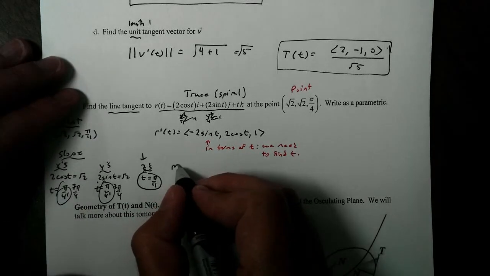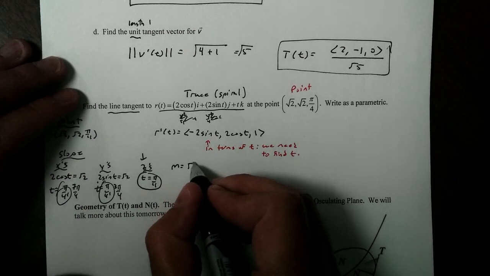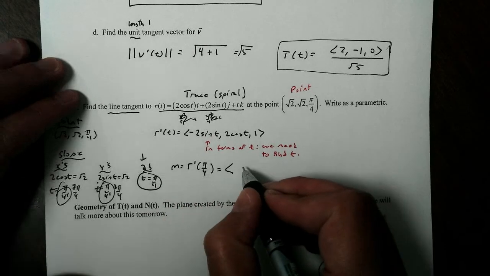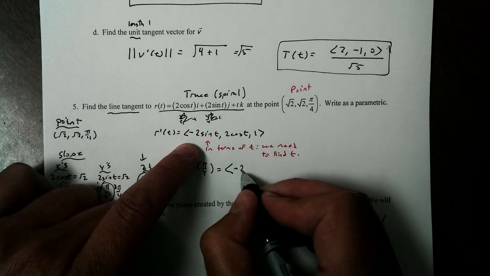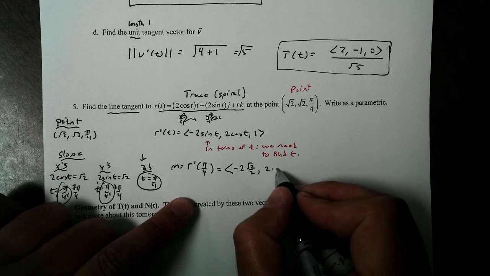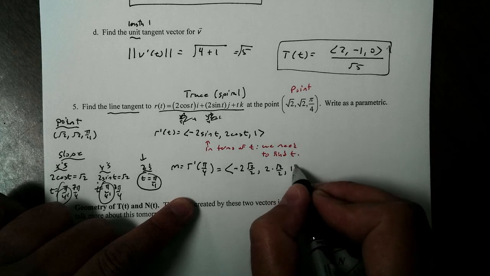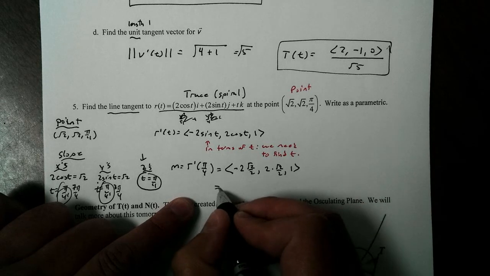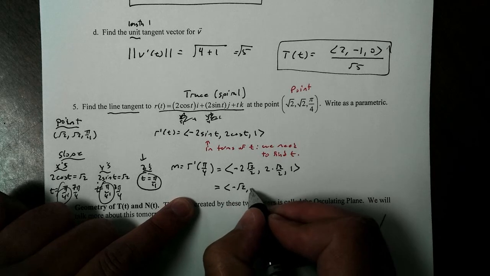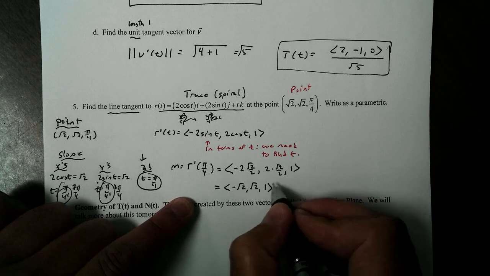So to get the slope, or the direction vector, we want r prime of pi over 4. And this is not too bad to do. We get negative 2 sine of pi over 4, root 2 over 2, 2 cosine of pi over 4, root 2 over 2, 1. And that becomes negative root 2, positive root 2, 1.